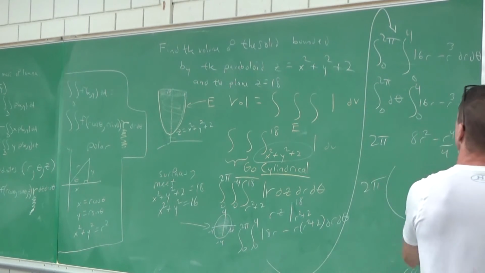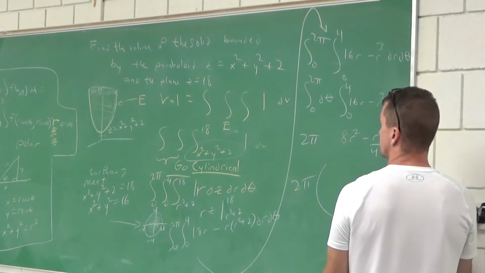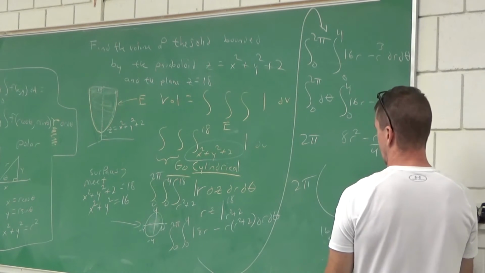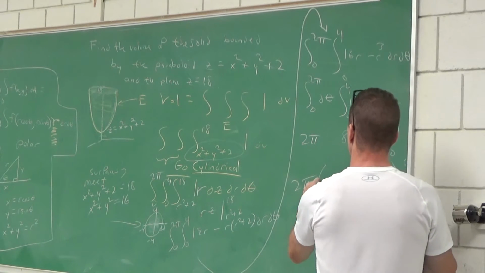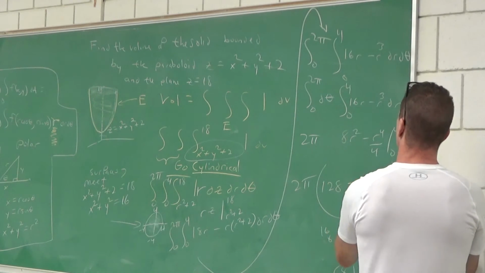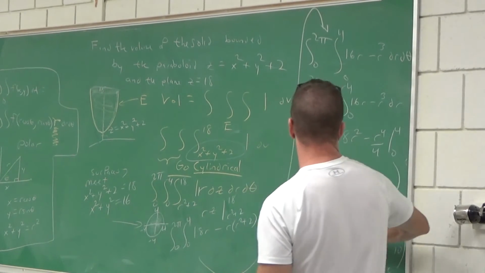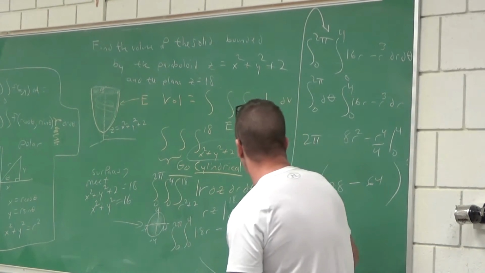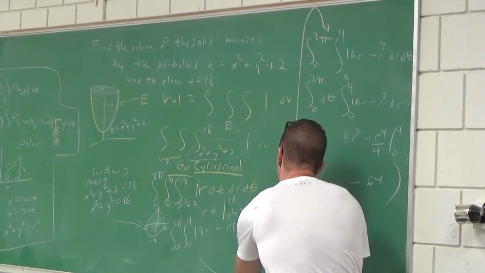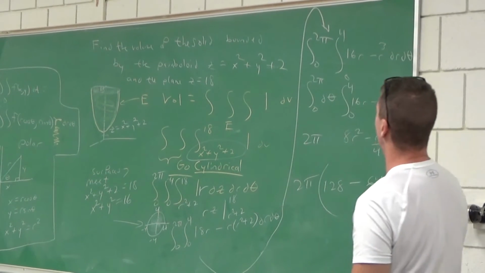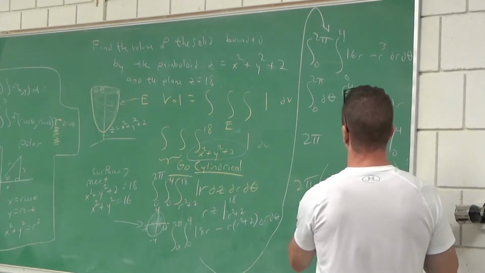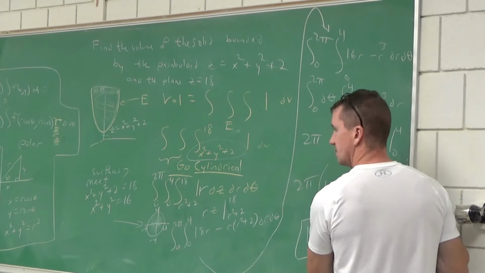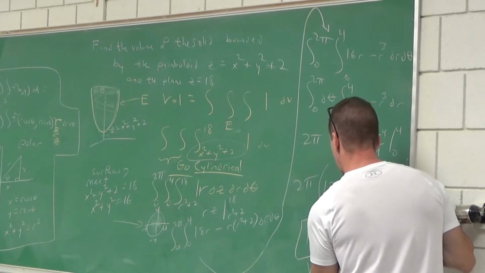So I get 2 pi times 16 times 8. 16 times 4 is 64. That's 48 and 8. Is that 128? Minus 64. Make sure that d theta didn't get marked out there. D theta. What's 64 times 2 pi? 128 pi. And we just found the what? The volume.